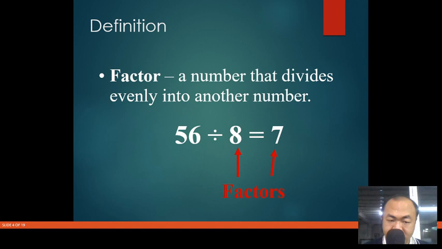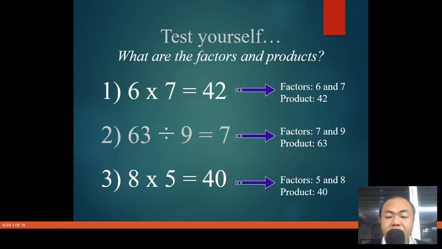Test yourself. What are the factors and the products? 6 and 7 are the factors, and 42 is the product. 9 and 7 are the factors, the product is 63. 8 and 5 are the factors, 40 is the product.